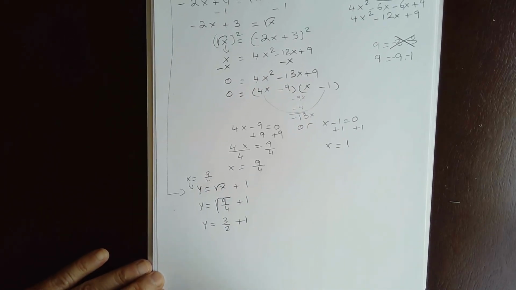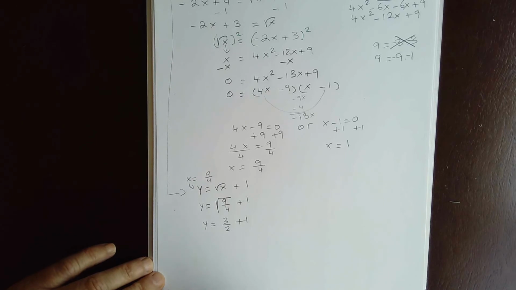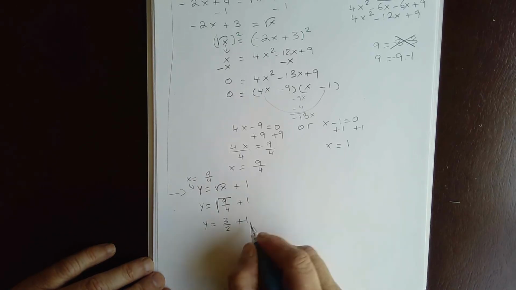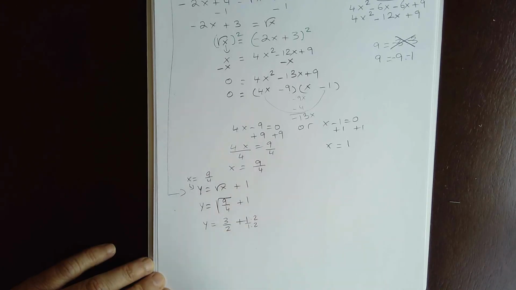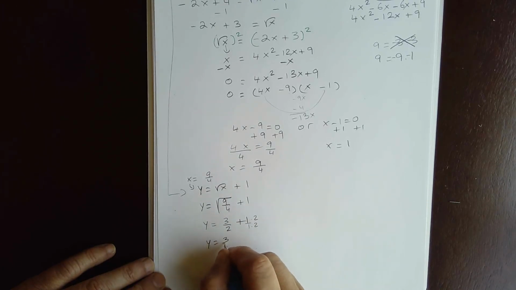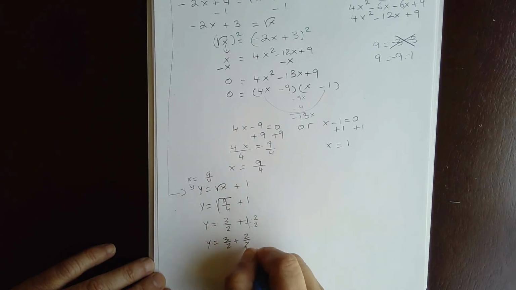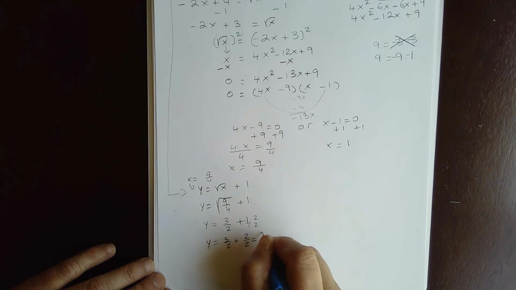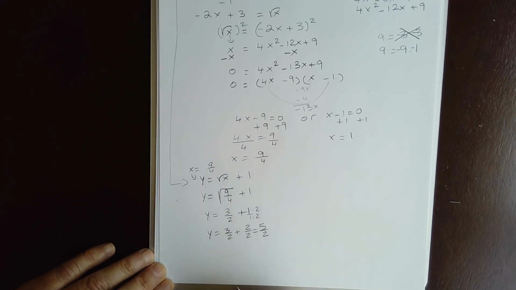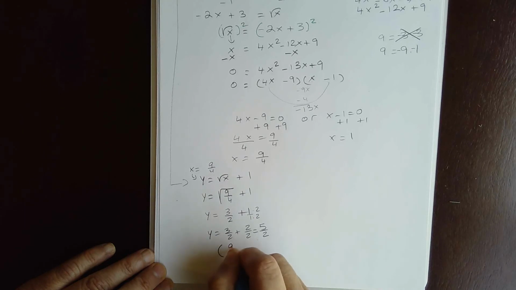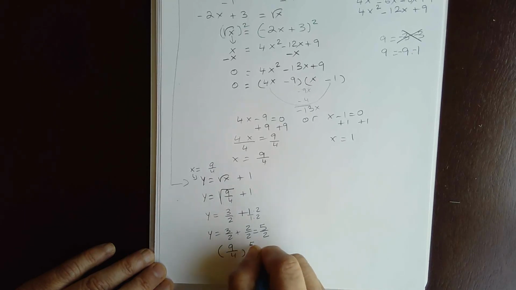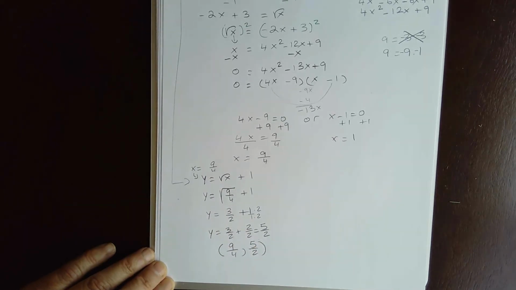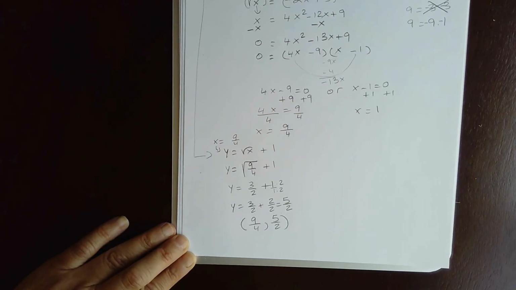Now the answer is going to be a fraction. That's fine. We're going to add them up. Here we have a denominator of 1, so we multiply by 2 on top and bottom. We get y equal to 3 over 2 plus 2 over 2, which is 3 plus 2, 5 over 2. So one solution is 9 over 4, 5 over 2. That's one solution right here.